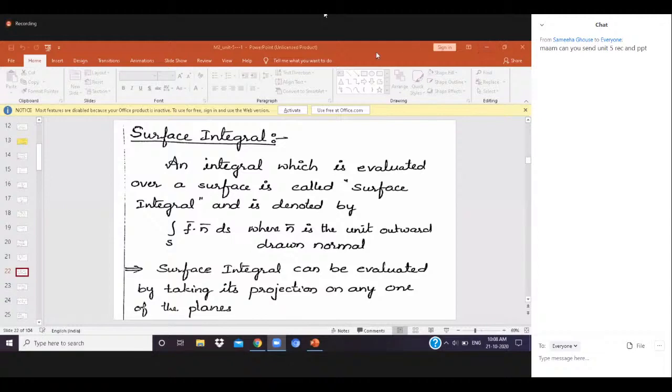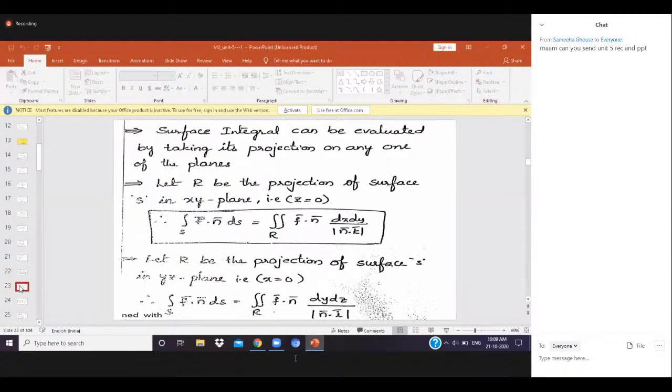Surface integral can be evaluated by taking its projection on any one of the planes. So usually we need to take this projection when calculating a surface integral. Suppose R is the projection of the surface S on the XY plane. In the XY plane, obviously z equals 0.